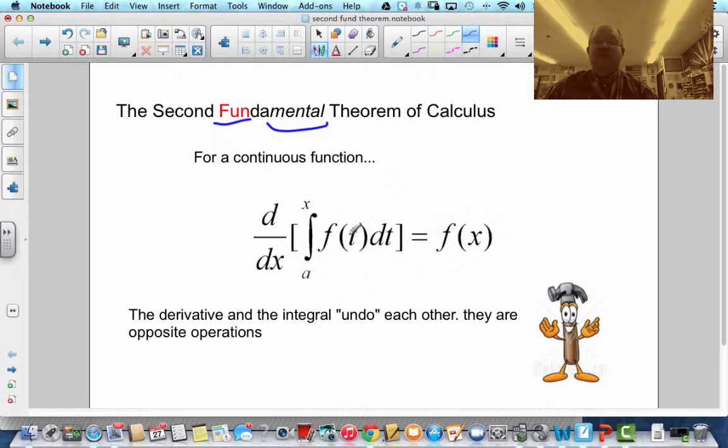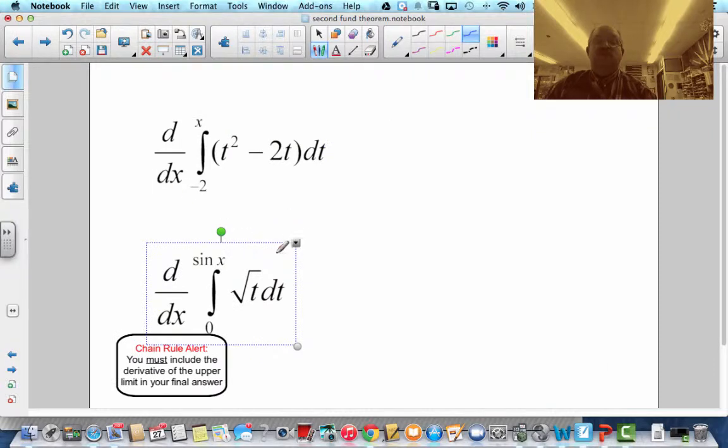Notice that the original function is in terms of t and we're evaluating in terms of x, but the basic idea, the derivative of the antiderivative is the original function itself. So the derivative and the integral undo each other. They're opposite operations like addition and subtraction, multiplication and division, squaring something, taking the square root. So let us go through here and see what we can do.